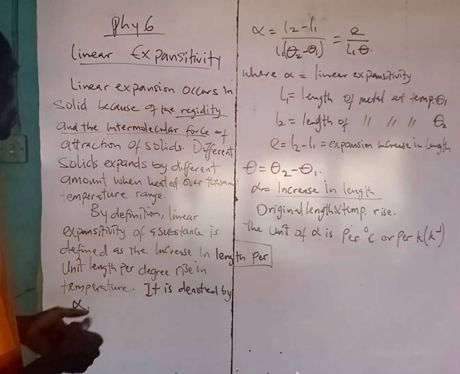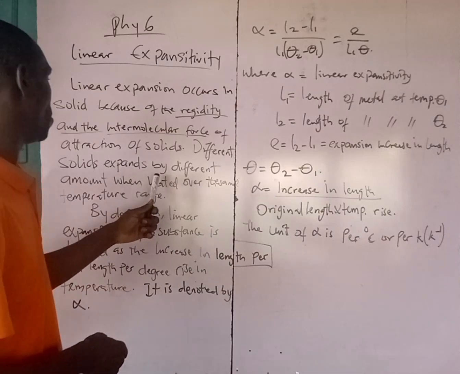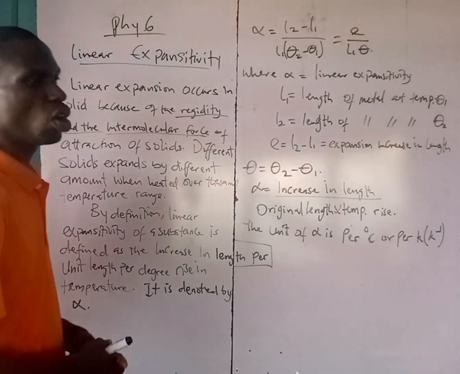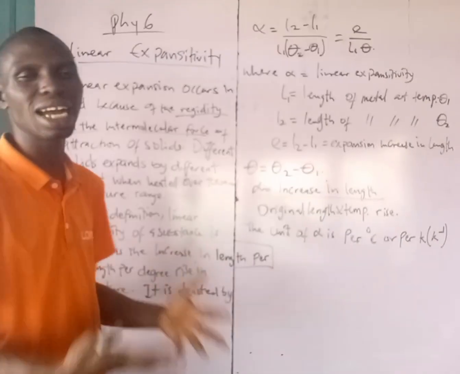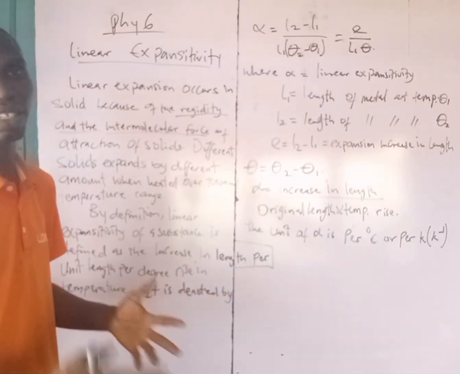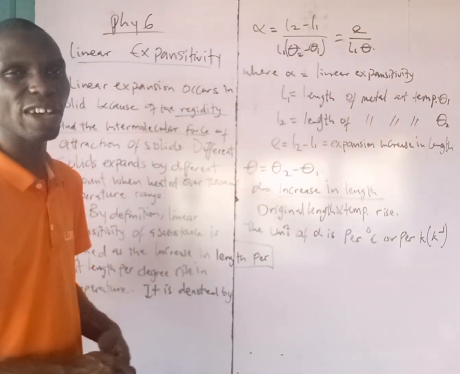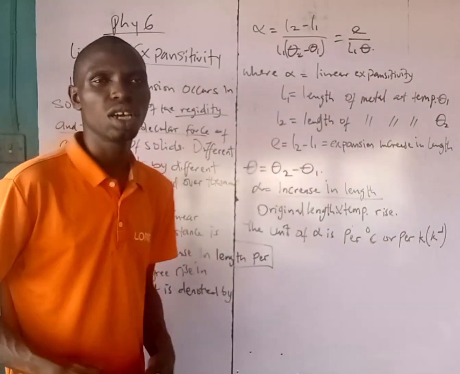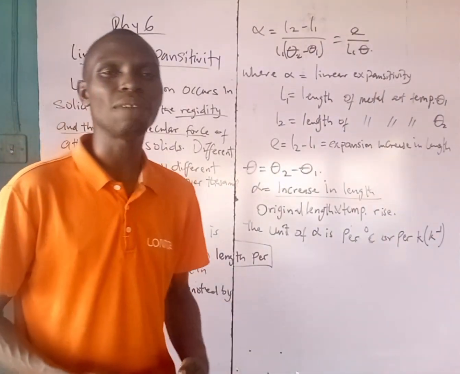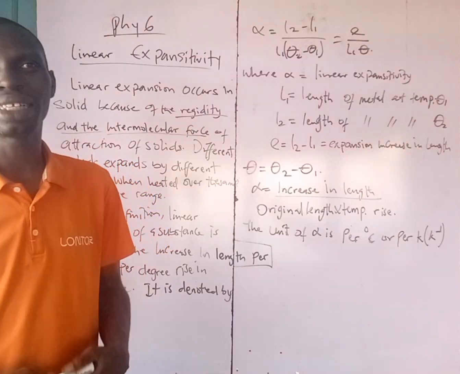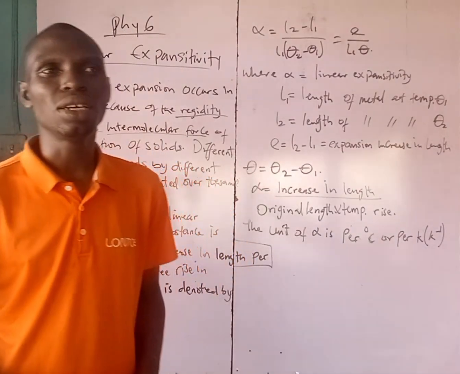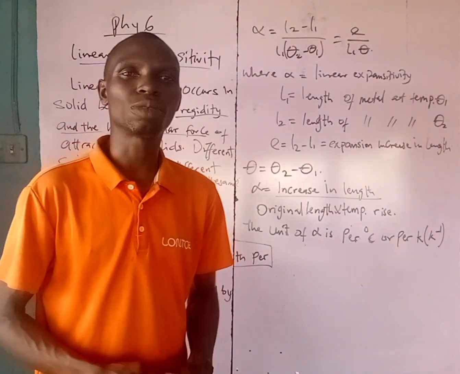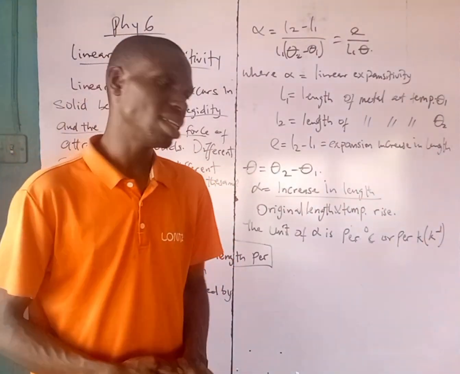Alright, now we said different solid expand by different amounts when heated over the same temperature range. And what we are saying here is that different solid have different levels of exposure to heat at which they expand. Now when you expose two solids at a particular degree of heat or temperature, you will see that the rate at which one will expand will be more than the other. Why? Because the rates of expansion are not usually the same.